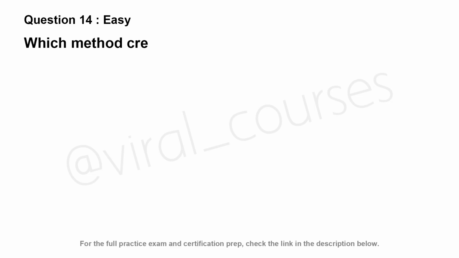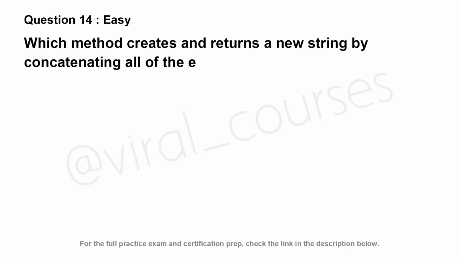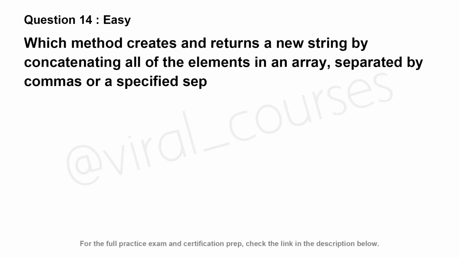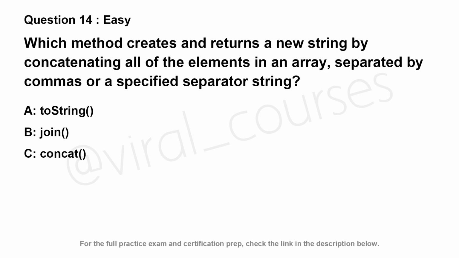Which method creates and returns a new string by concatenating all of the elements in an array, separated by commas or a specified separator string? Option A, toString. Option B, join. Option C, concat. Option D, valueOf.